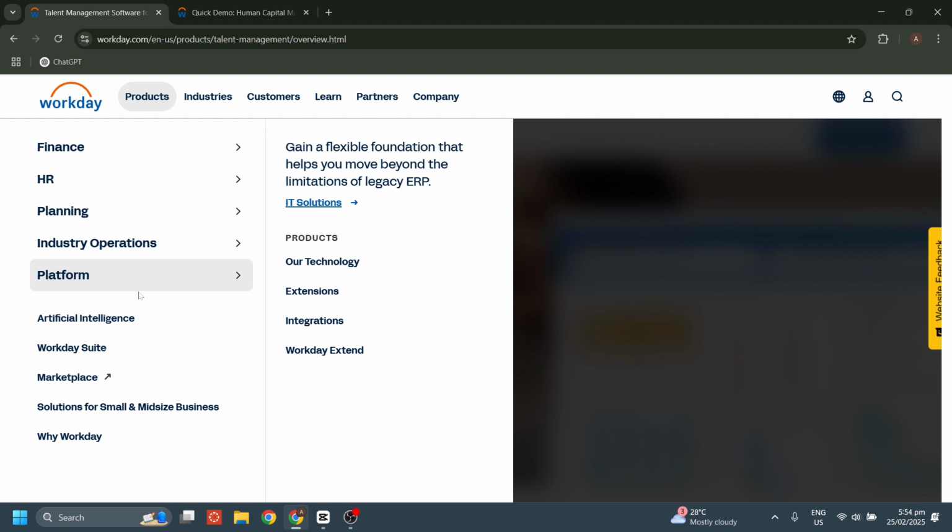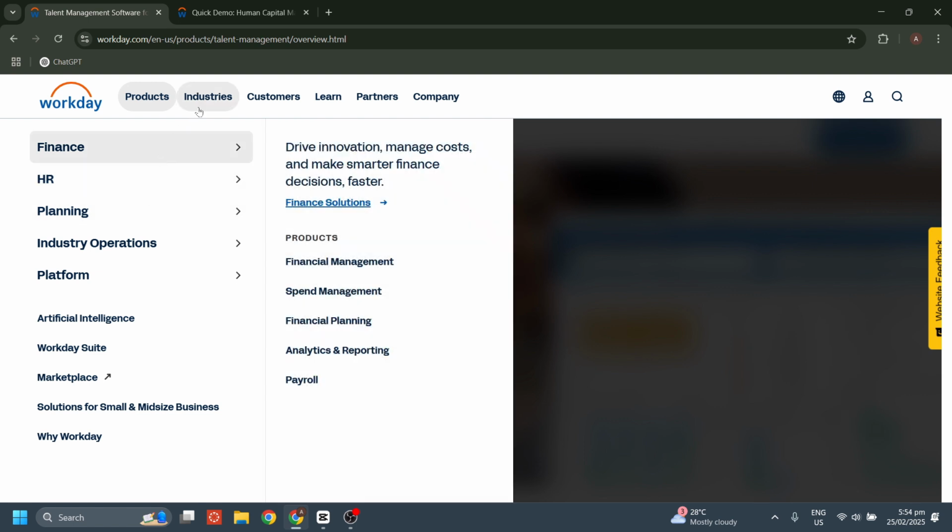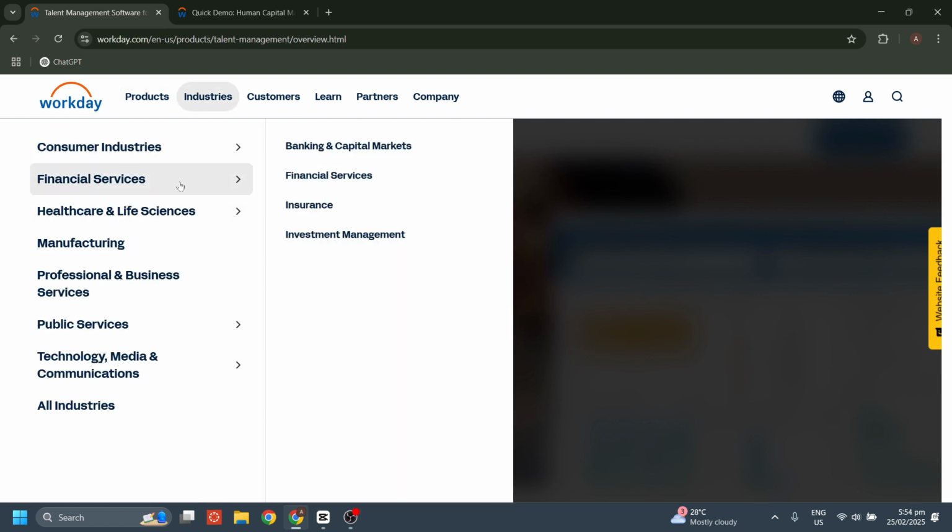Now, for learning and development, Workday's Learning Management System, or LMS, helps companies provide training and upskilling opportunities for employees. Now, on-demand training courses, where employees can access learning materials anytime, certifications, and compliance training to ensure employees meet industry standards. And they also have AI-powered personalized learning paths that suggest courses based on employee roles.